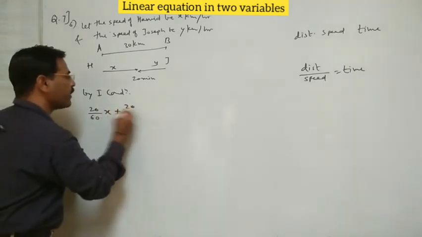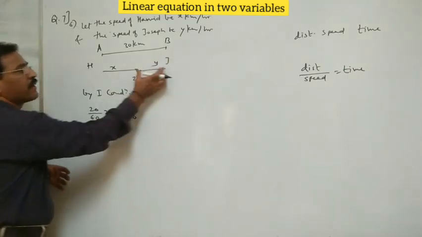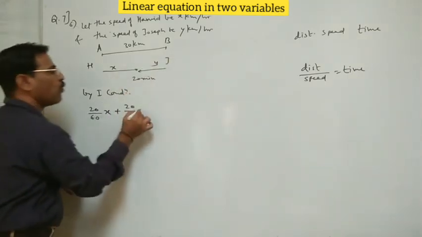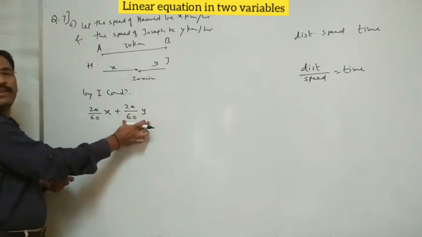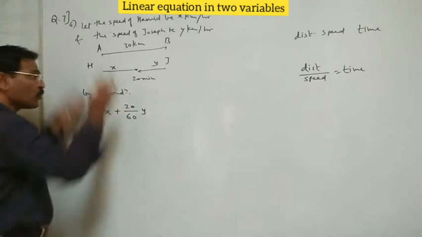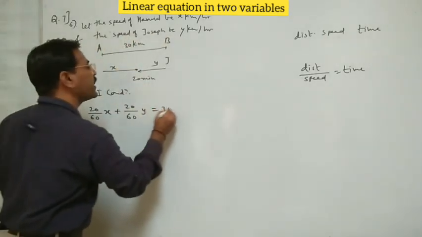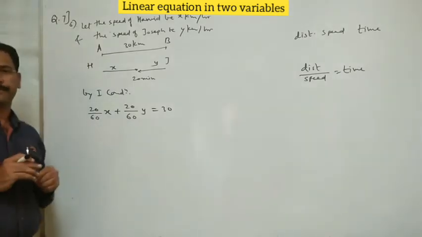Plus here 20 upon 60, means 20 minutes. Joseph covered how much by speed? y. So this is the distance covered in 20 minutes. This is by Hamid and this is by Joseph. So both from A to B, the total distance is what? 30 kilometers. This is the way.